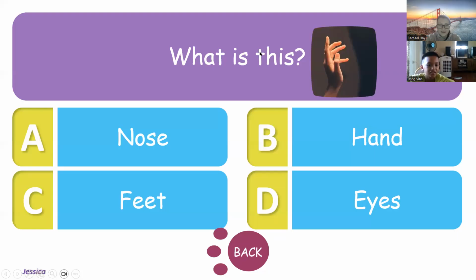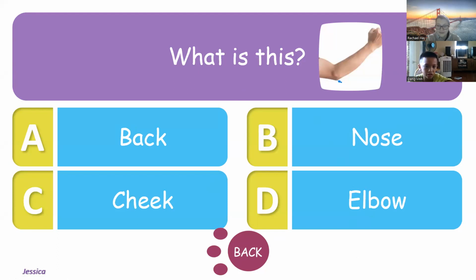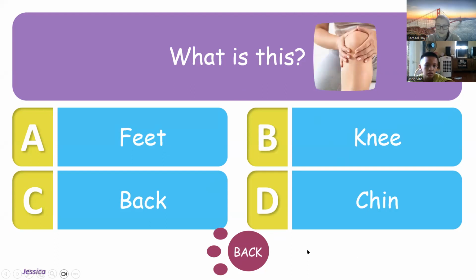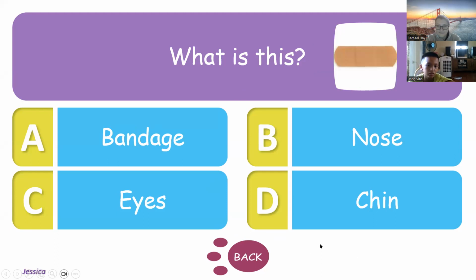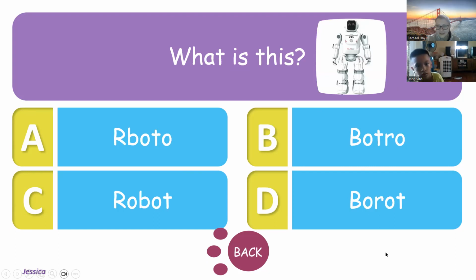Okay, let's play. Okay, what is this? This is a hand, B? Yes. Is a tongue C? Good. The elbow D? Is a knee B? Good. Now, what are these? D-R-I-D. Good. This is a robot. C.